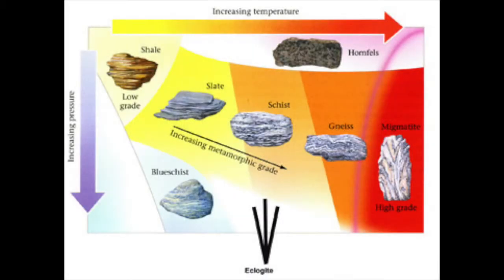Index minerals in metamorphic rocks indicate how much the original rock was metamorphosed. This is called the grade of metamorphism. With increasing temperature and pressure, the metamorphic grade also increases. The higher the metamorphic grade, the more the rock will have changed from its original form. Shown here are the rocks we previously talked about in order of increasing metamorphic grade.